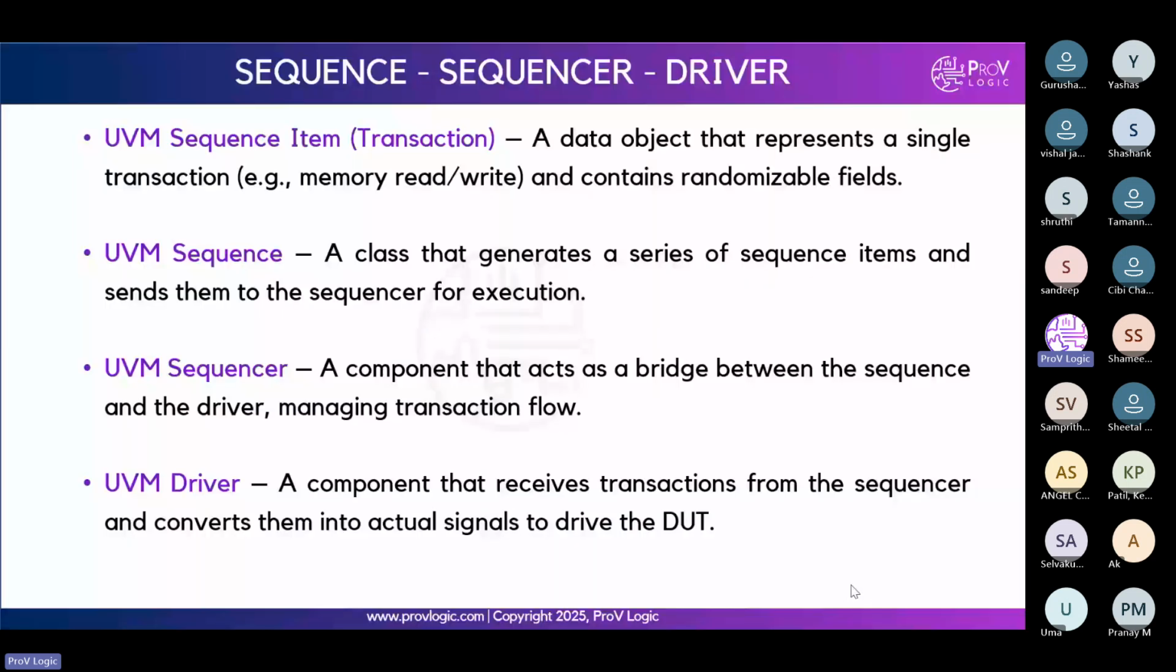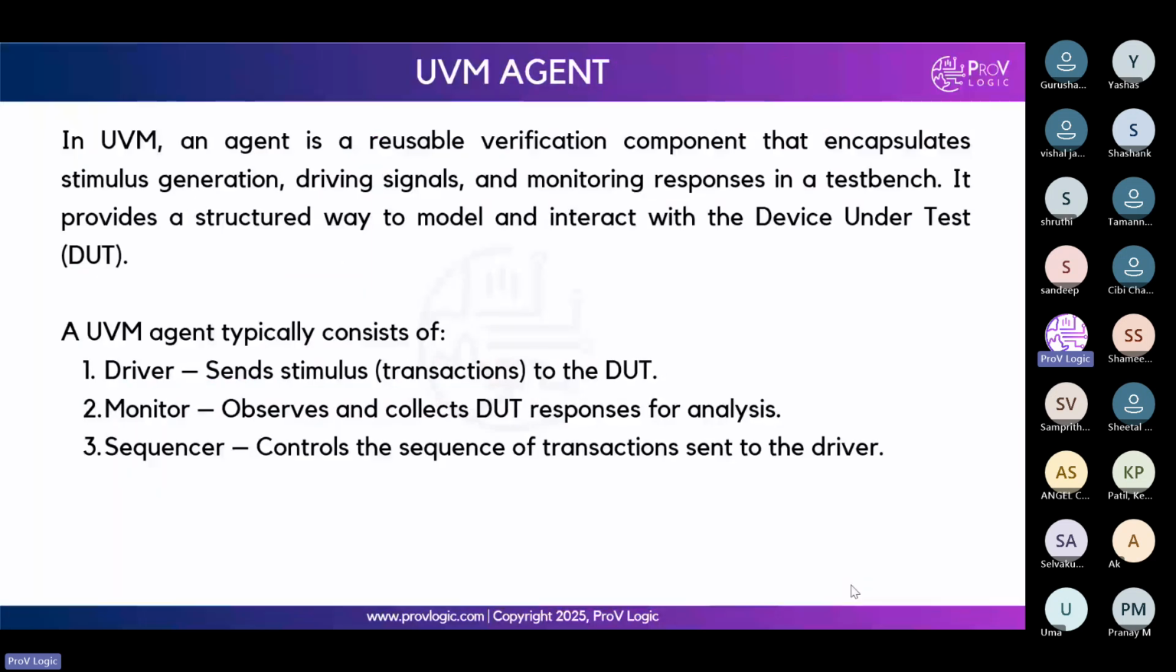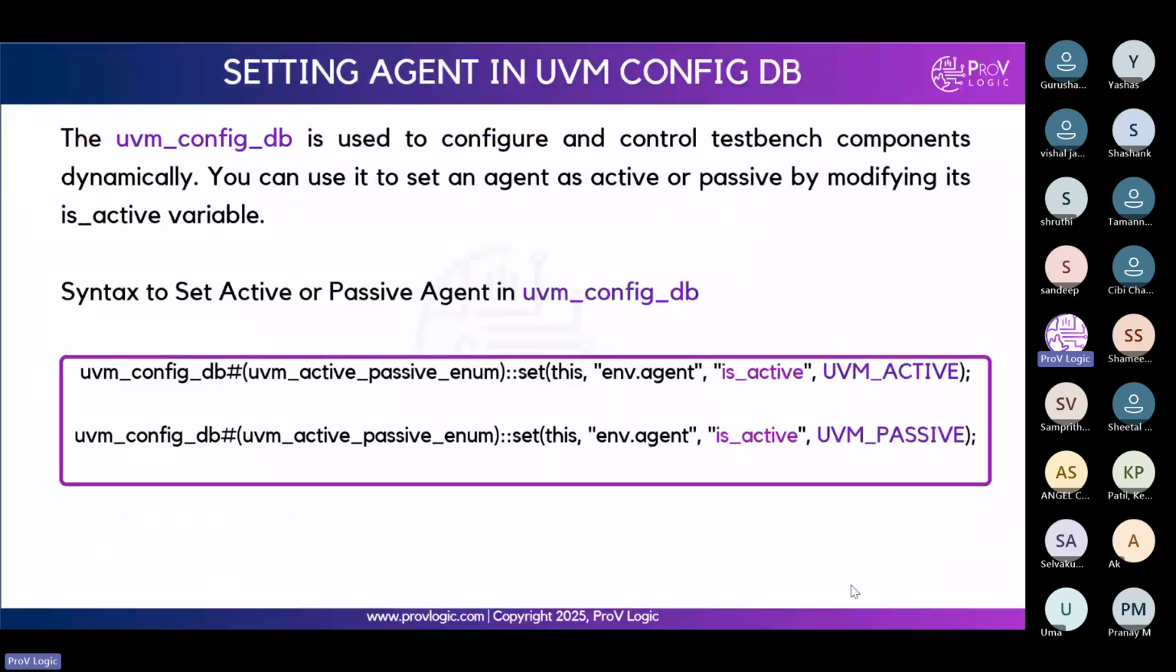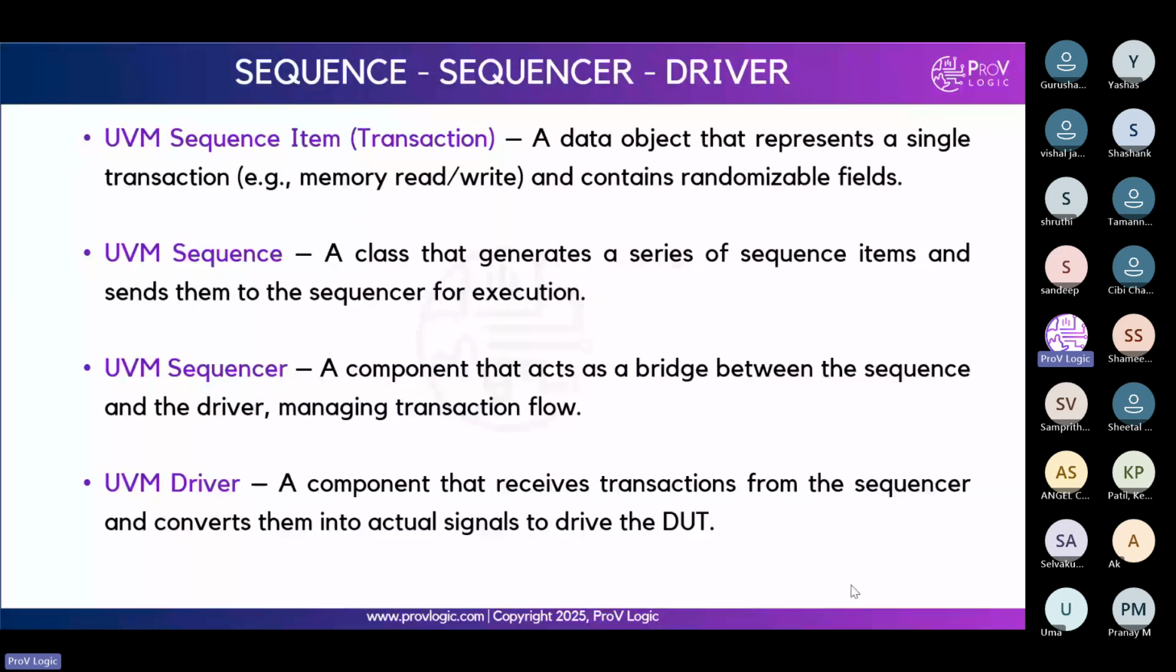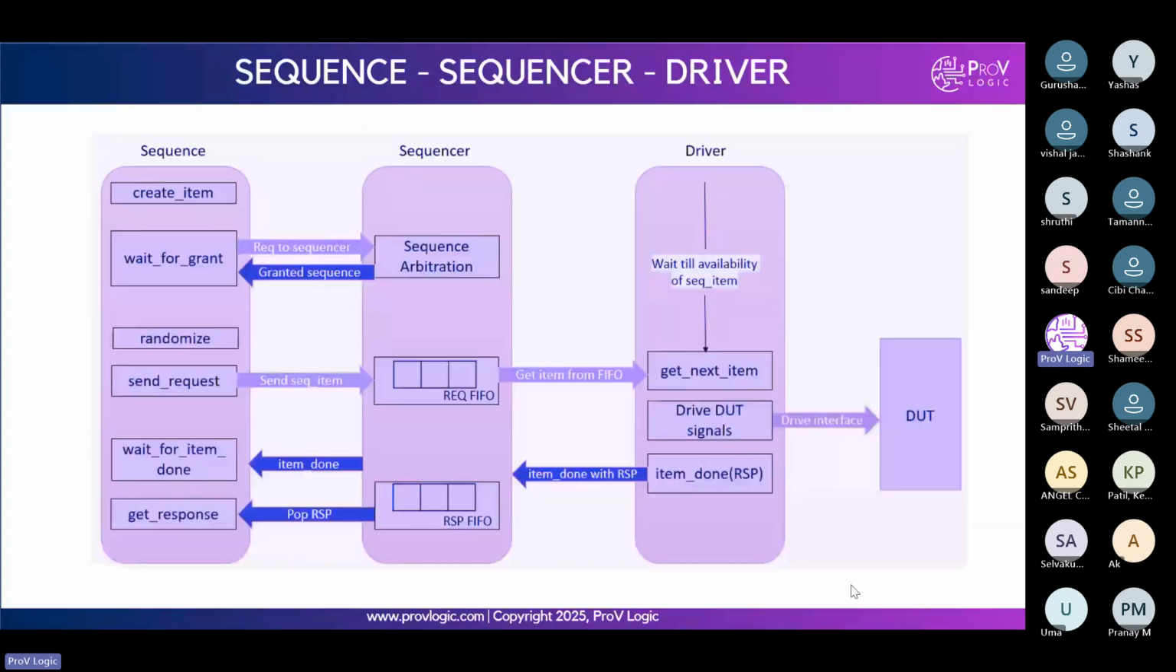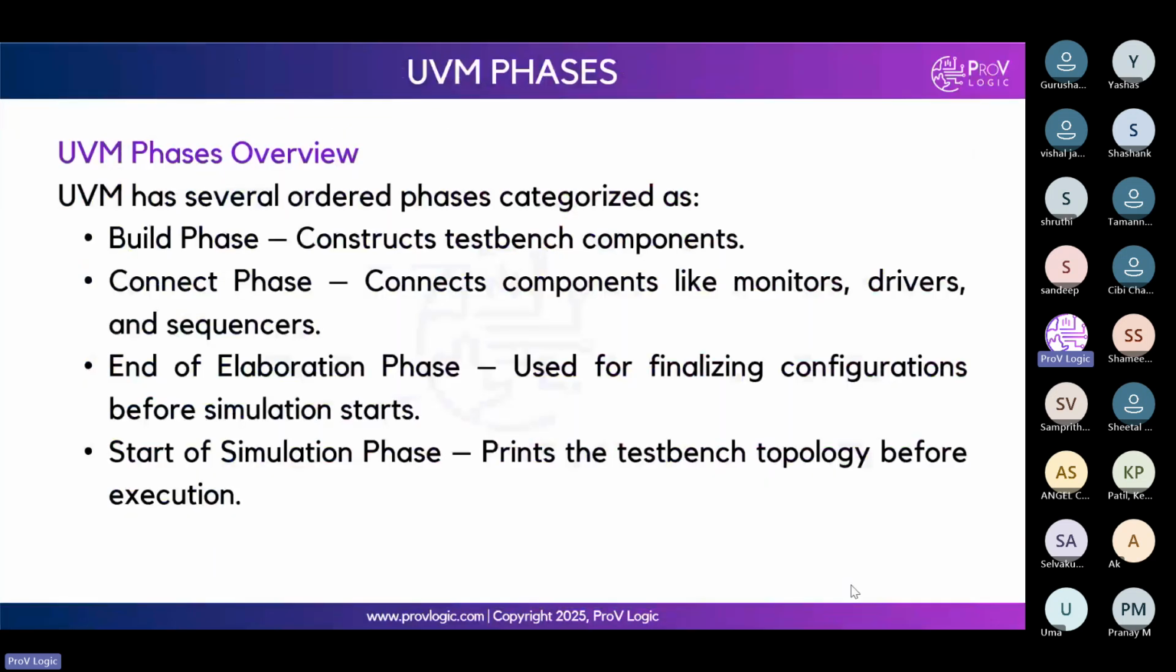In the last session, we discussed the UVM agent and the flow between sequence, sequencer, and driver, how the transaction flow works, and what the different methods are and how to write the programming. We have seen that. And today we are going to discuss UVM phases.